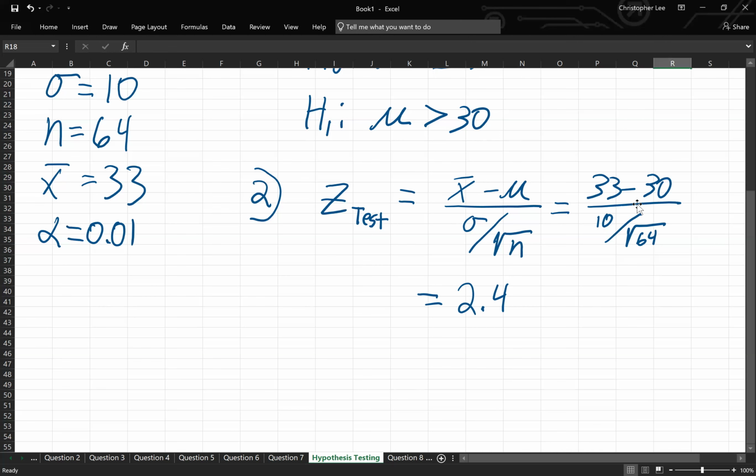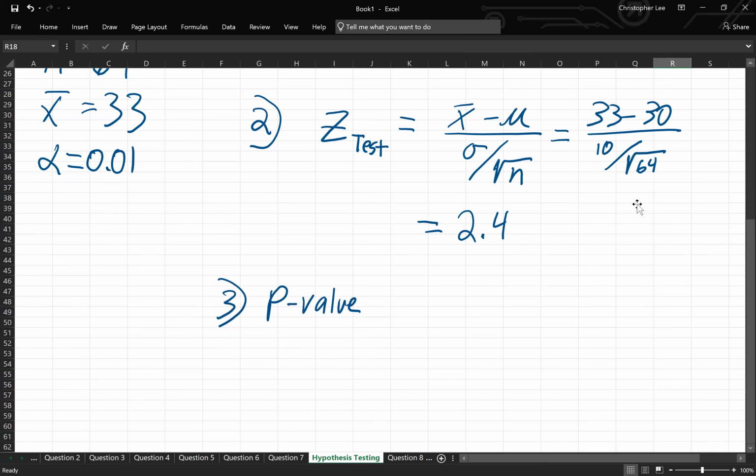And don't worry, that process is in the recording as well. Anyway, we good? We know how to get the 2.4, right? All right, step 3. I want the p-value. How do I find the p-value? The p-value is going to be the probability of your z, and then we have the value of 2.4, but there's going to be an inequality symbol between them.